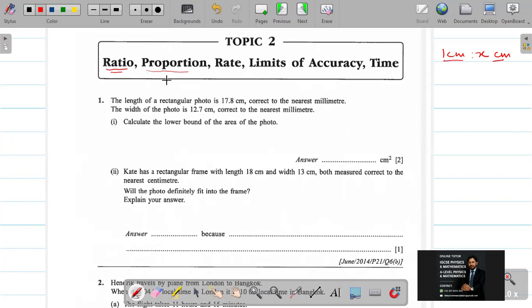vice versa. Rate. Rate can be taken as: if one quantity is changing, on the other end, the other quantity is also changing. For example, you are talking about speed. Then I'm saying speed is changing with respect to distance traveled with respect to time. So that is a rate basically.